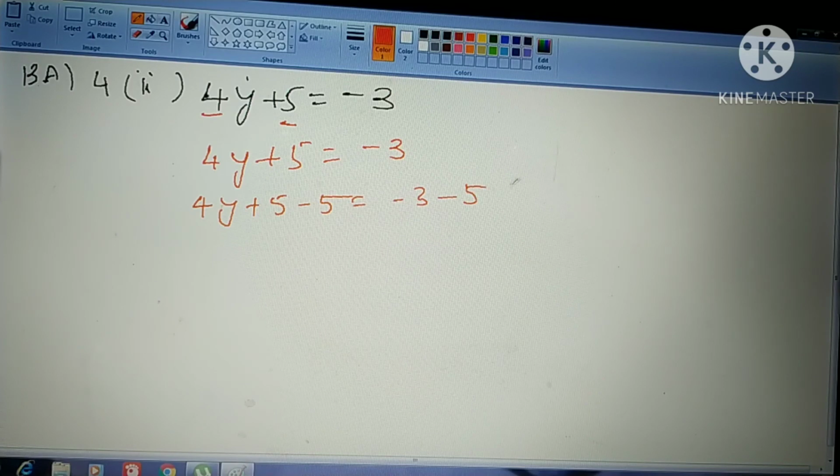So on both sides, subtract 5. What you get here? This plus 5 minus 5 will be cancelled. 4y is equal to minus 8. Minus 3 minus 5, minus 8.